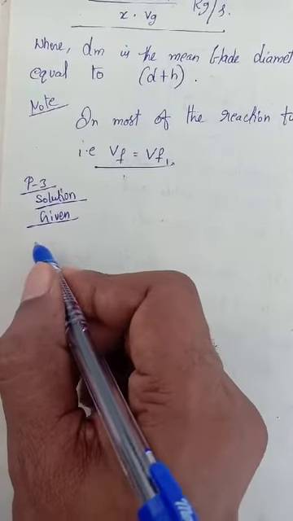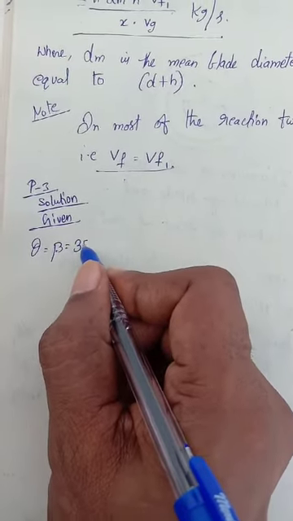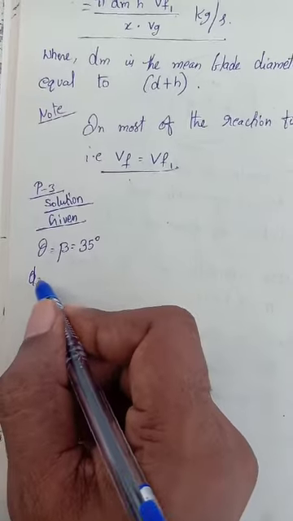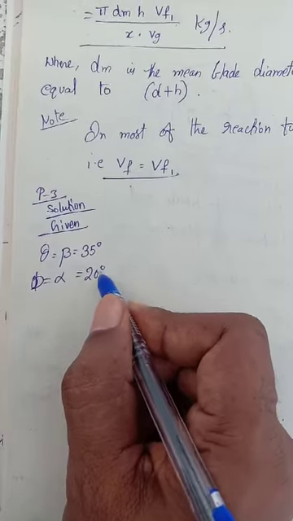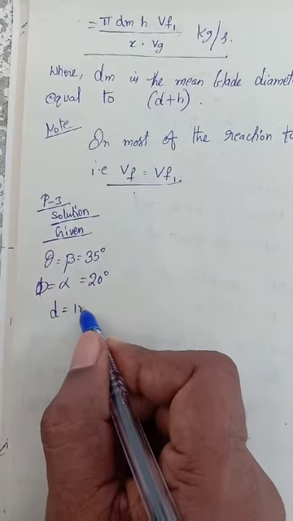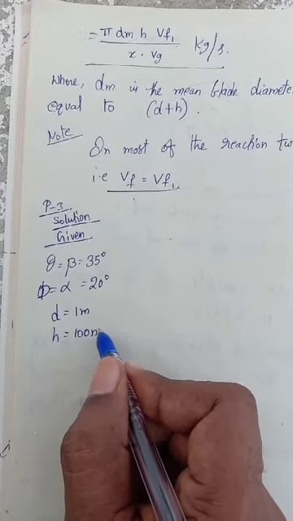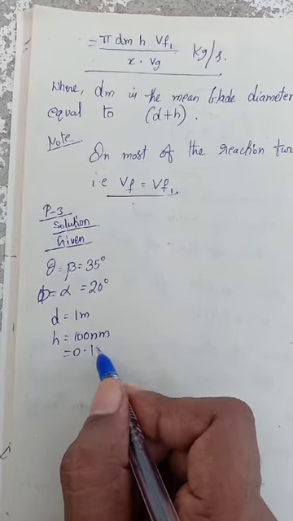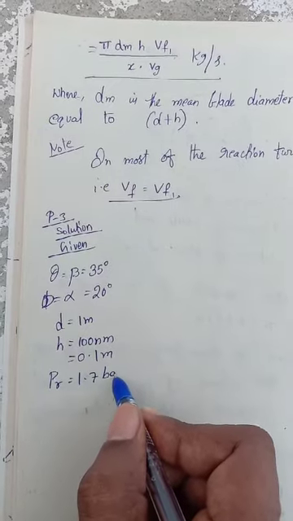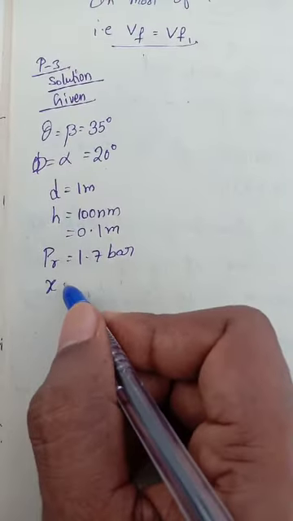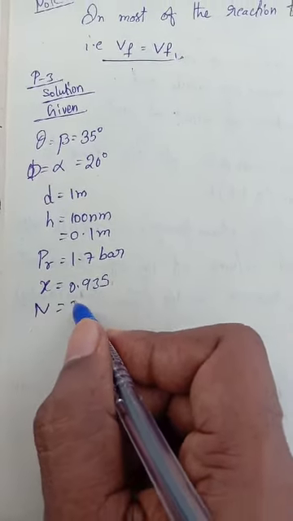First I write down here the data. So these all are given data. Now D is given as 1 meter, H is given as 100 mm, that is equal to 0.1 meter. Now pressure is given in bars and the dryness is given, and the speed is given.